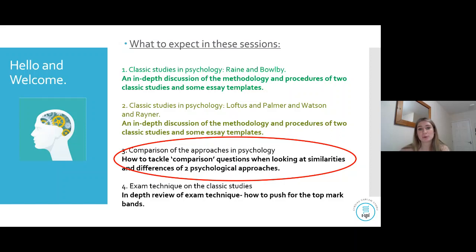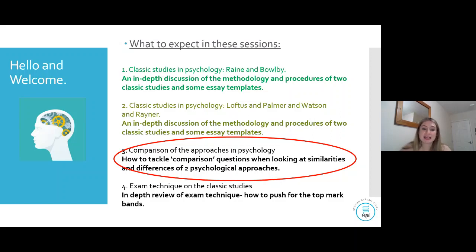The next section for me is on comparing the approaches in psychology. So it's a really, really important element of the course, and I think it's one of the most difficult, really. Looking at two whole approaches and comparing them is a real skill. So I'm going to go through some example answers in the next session so that you can have more of an idea on how to tackle that in your exam.